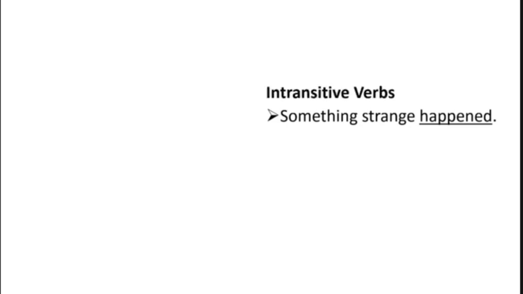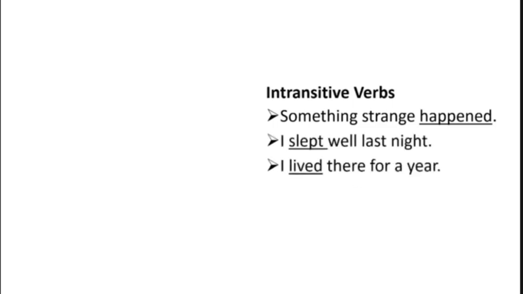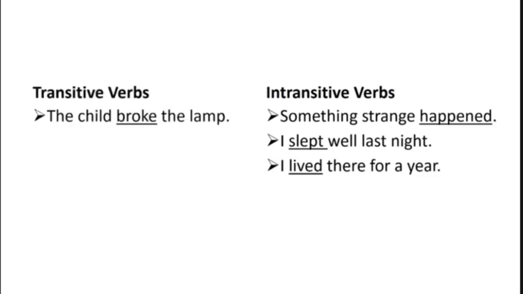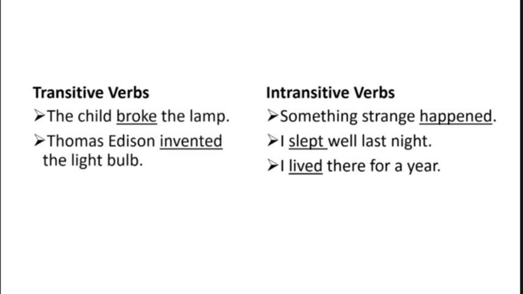This is called an intransitive verb because there is no object. Here are some other examples. I slept well last night. I lived there for a year. We can only use the passive voice if the verb is transitive. The child broke the lamp. Thomas Edison invented the light bulb. Someone robbed the bank. These verbs have objects.